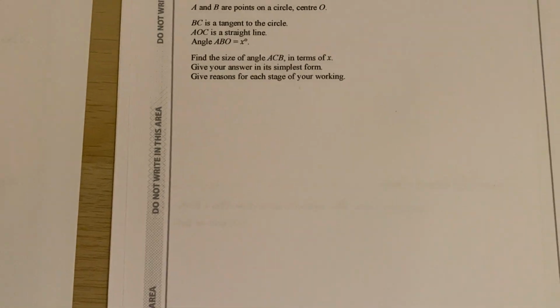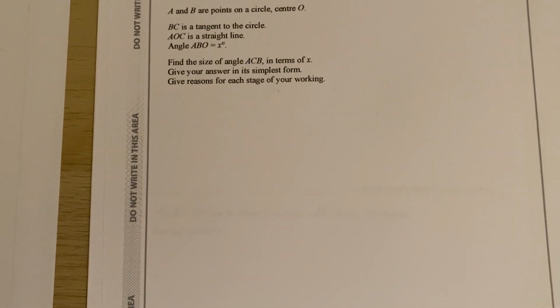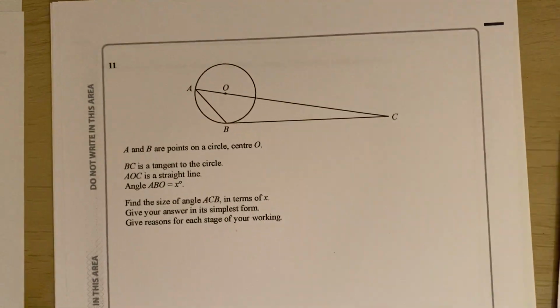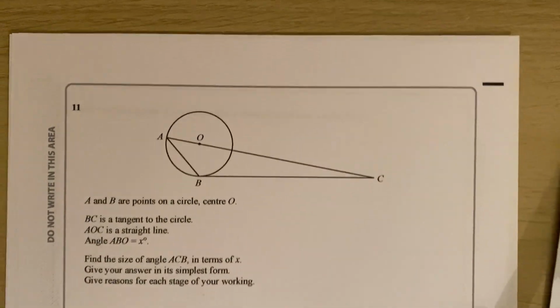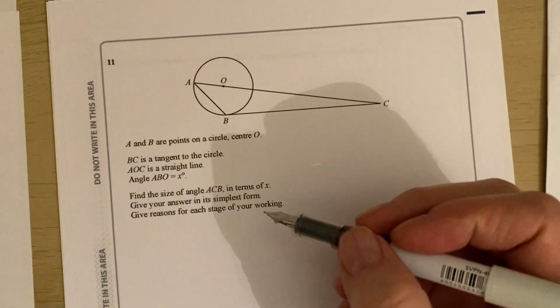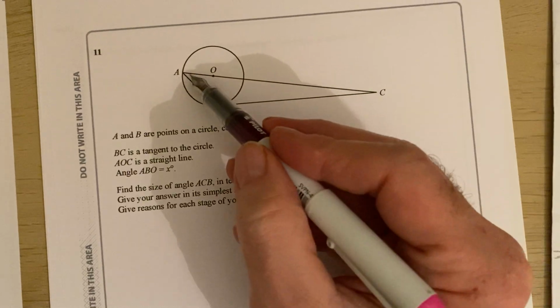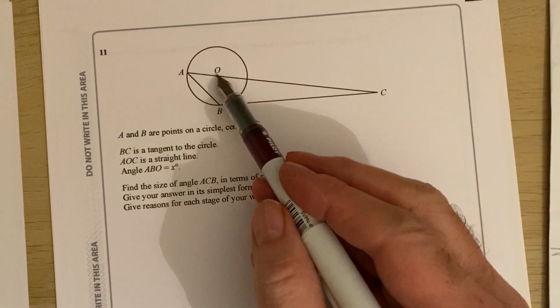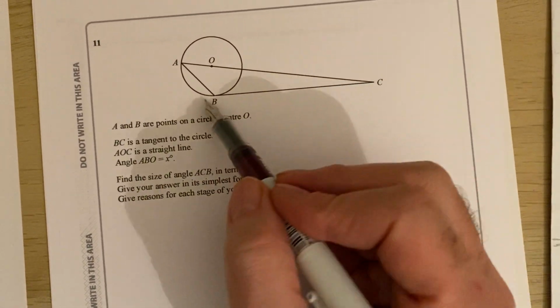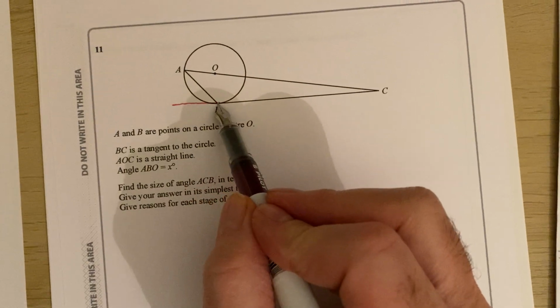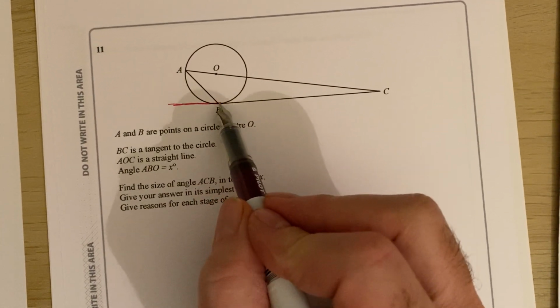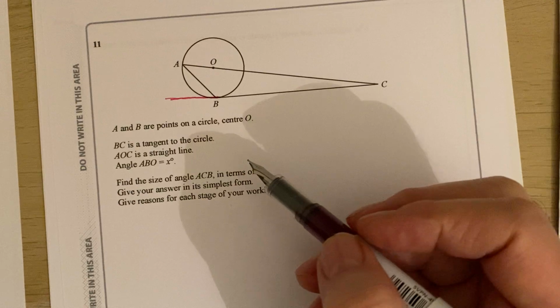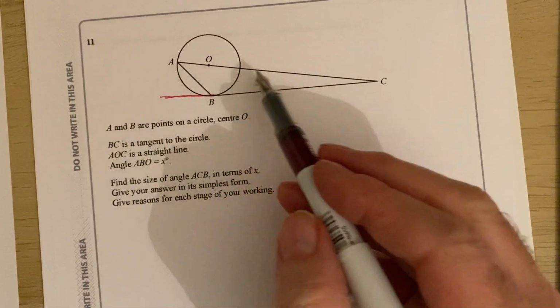Now, question 11. We're now getting into the harder parts of this. Okay, so this is quite fun. This is going to be bonus point land. So we've got A, B are points on the circle, and this is called a chord. And the centre is O there. BC is a tangent. I'm going to carry that line on just because. So tangent means it just touches a point. AOC is a straight line, we can see that.